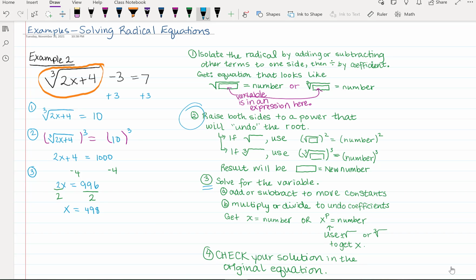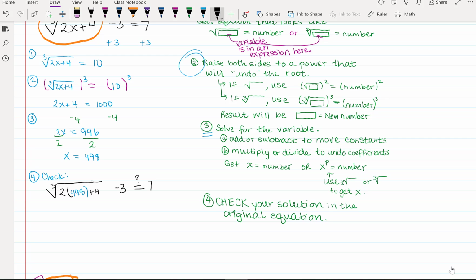So to verify my work, that's always that last step, I want to check. I'm going to take the original equation, cube root of 2 times my value, 498, plus 4, subtract 3, and see whether or not that's equal to 7. Well, under the root, 2 times 498, that's 996. Add 4 to that, that gives me my 1,000.